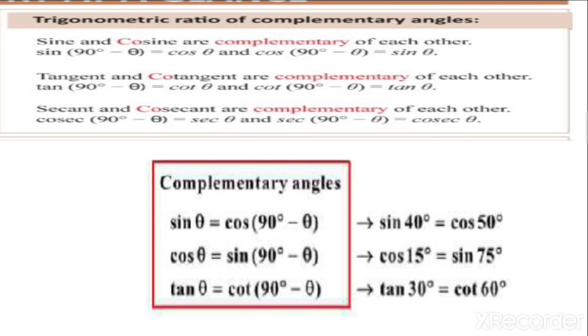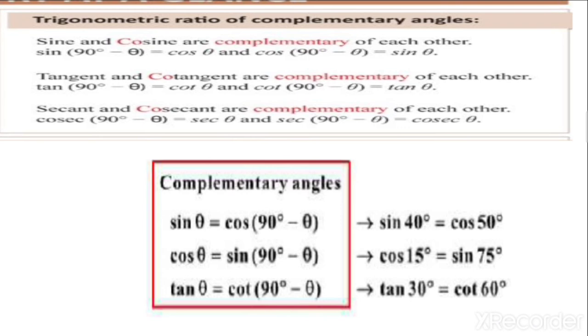Similarly, my other complementary angle is tan and cot. So tan theta will be equal to cot 90 minus theta, or cot theta is equals to tan 90 minus theta. Understood? See, the different formulas are there in a very easy manner. You just have to remember the three complementary angles, and if one is known, the other will be the 90 minus of that.